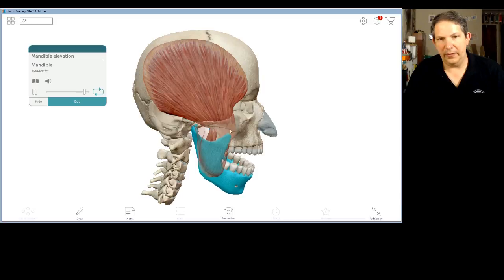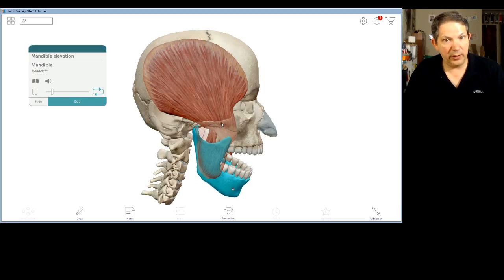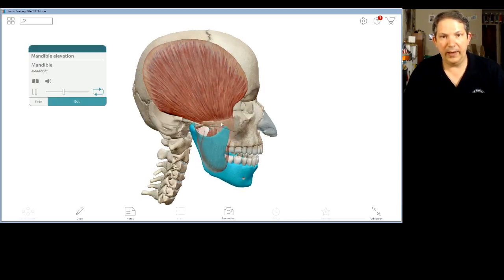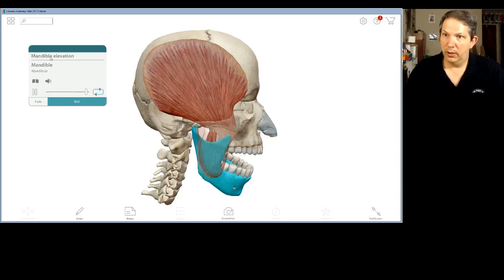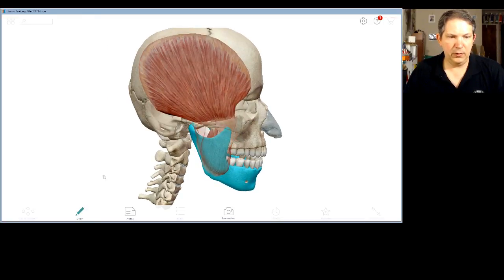So the muscle's being stretched here while it's relaxed, but then as it gets shorter, that's when the muscle's actually doing the work. Okay, so that is the... oh, I forgot I can draw. So here's our origin, and here is our insertion, the coronoid process of the mandible.